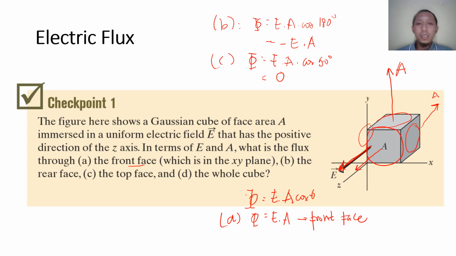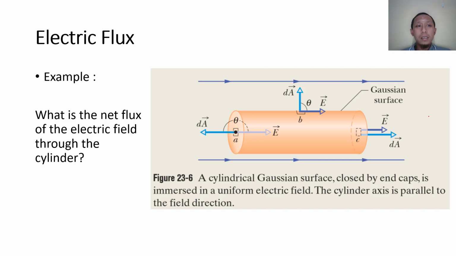So what is D? D is the whole cube. So you have to sum the total flux in the front face, rear face, top face, bottom face, left side and right side. You can calculate it by yourself. This is E A and this is negative E A. Okay, so the total is 0, right? Yeah, and then this is the electric flux here.